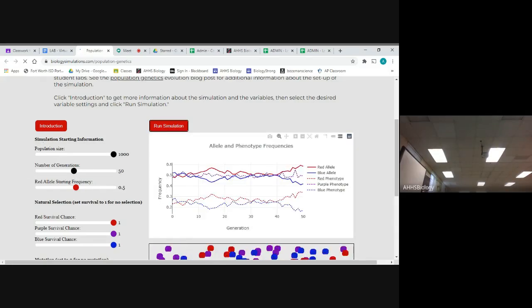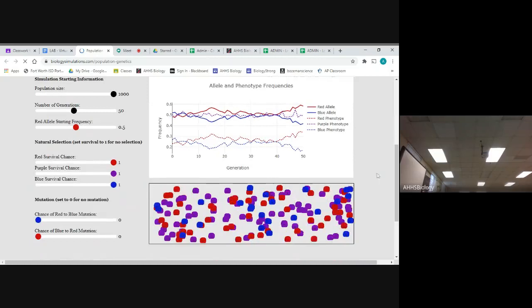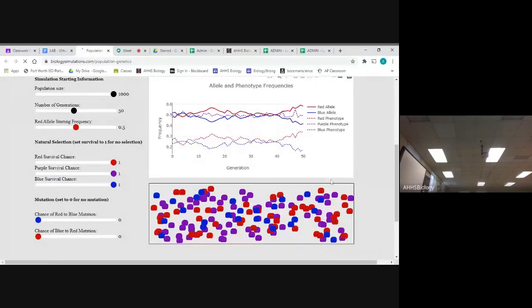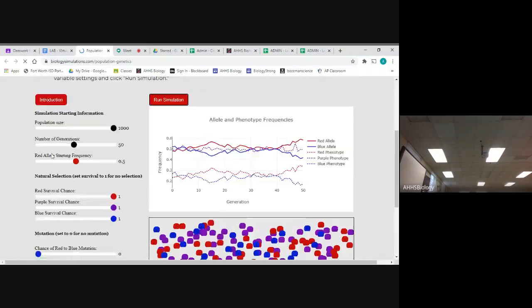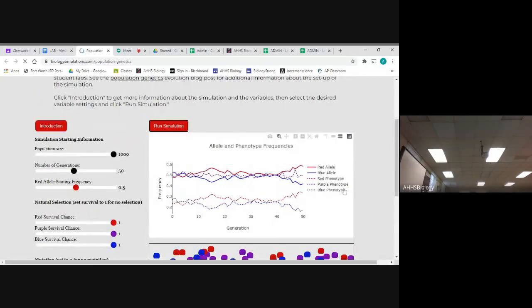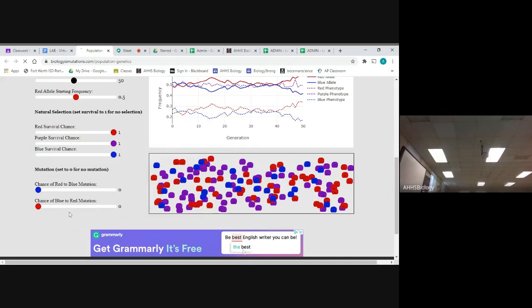Okay, it gives us numbers on alleles, and it says phenotype right there, but that really means genotype, because in this case the heterozygous individual is purple instead of red. It doesn't really matter; it means the same thing. So we have P, Q, P squared, 2PQ, and Q squared. And we can change all kinds of things here. The example we're going to go through is a heterozygote advantage.